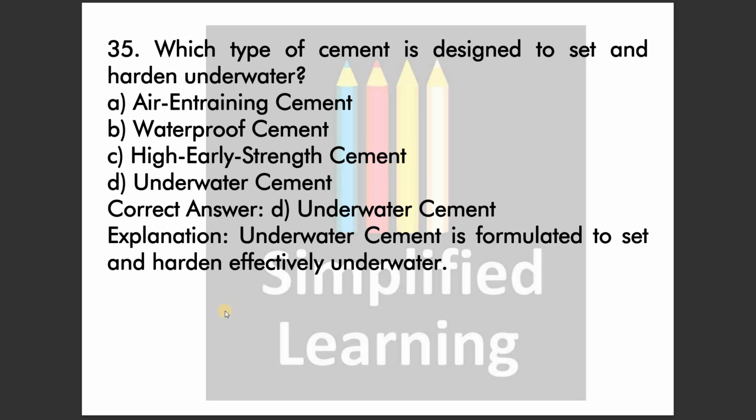Which type of cement is designed to set and harden underwater? The answer is underwater cement. Whenever we are going for underwater construction, such as bridge piers, or any kind of structure which is submerged in water, then we will be using underwater cement because it hardens effectively and sets properly underwater.